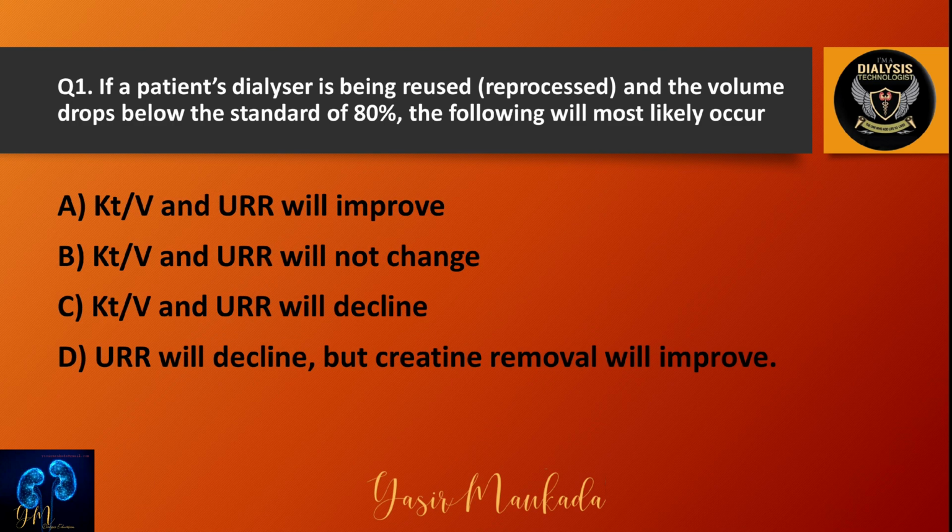Option A, KT over V and URR will improve. Option B, KT over V and URR will not change. Option C, KT over V and URR will decline. Option D, URR will decline but creatinine removal will improve.